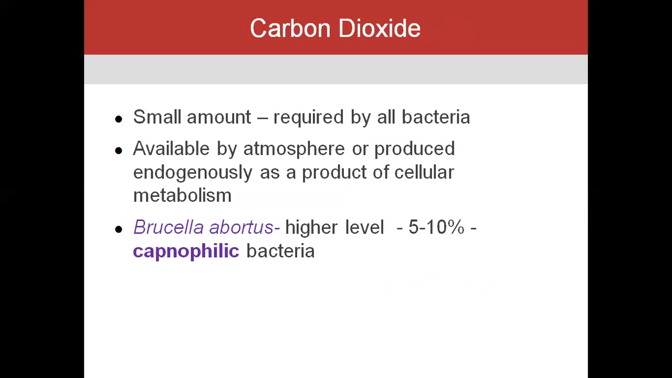Next, carbon dioxide. Even a small amount of carbon dioxide is required by all the bacteria. So we need not provide carbon dioxide specifically, because it is available in the atmosphere, or this carbon dioxide is produced endogenously as a product of cellular metabolism. So the bacteria itself produces the carbon dioxide as an end product of cellular metabolism. But if you see Brucella abortus, it requires a higher level of carbon dioxide, that is 5 to 10% carbon dioxide, which is called capnophilic bacteria.